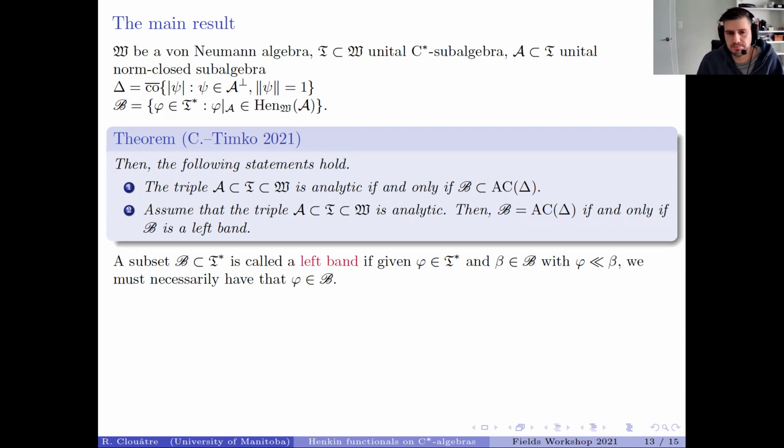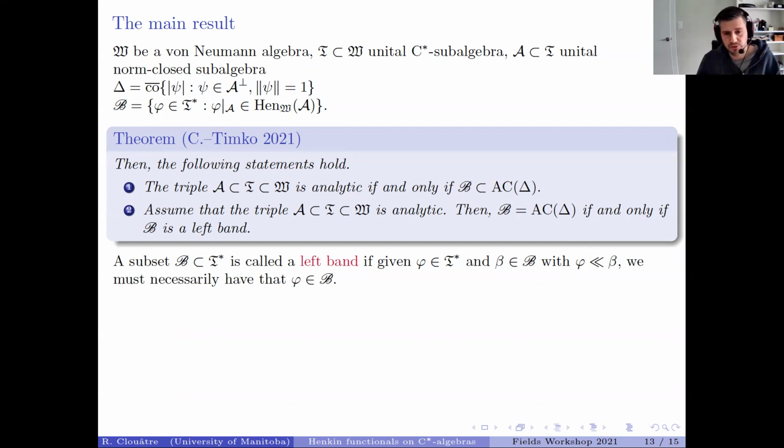Now, I say this is a left band and there's no clear indication that there's any left anything here. So what's going on? There is a corresponding notion of a right band here, which would look very similar, but instead of having this condition that phi is absolutely continuous with respect to beta, I would have that condition, but on the adjoint functionals. That would be called a right band.